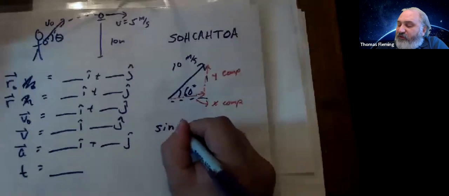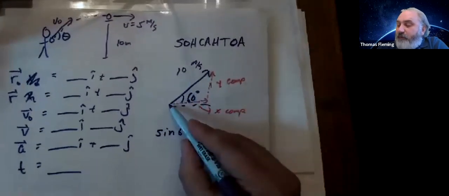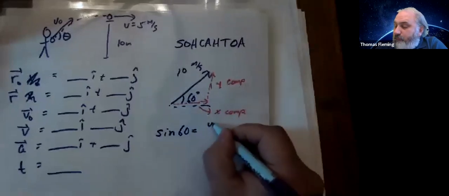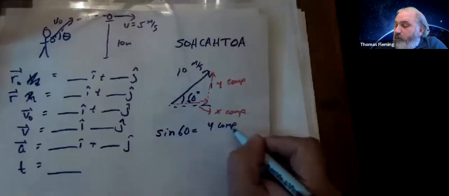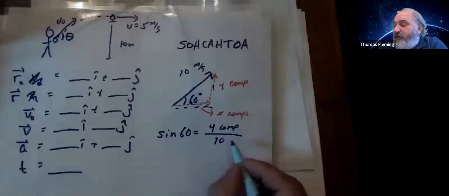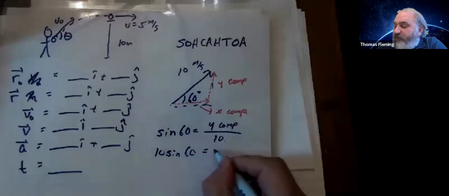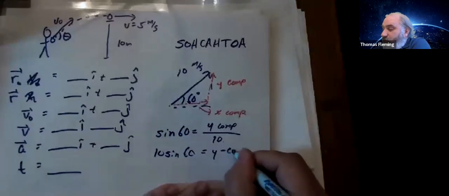So if I'm looking to find how big those sides are, I can exploit those ratios. I know that the sine of that 60-degree angle has to be the ratio of the opposite side, which is the y component, over the hypotenuse, which in this case is the full 10. So if I want to know what the y component is, I'll just solve for that by multiplying both sides by 10. Then I get 10 times the sine of 60 is the y component.